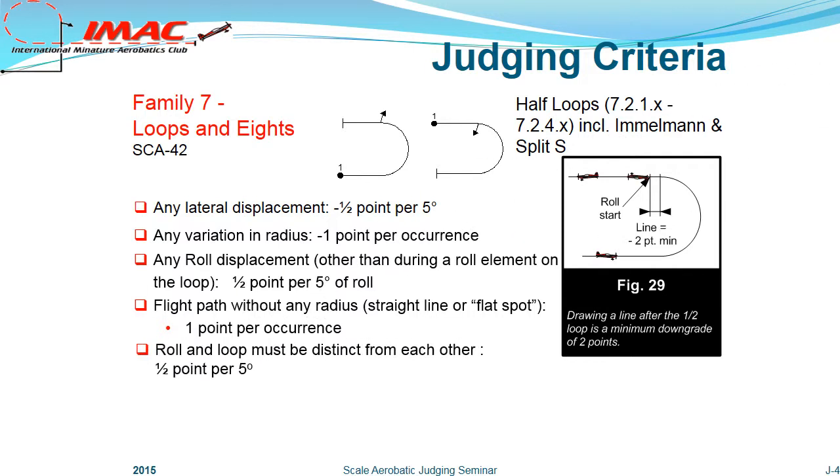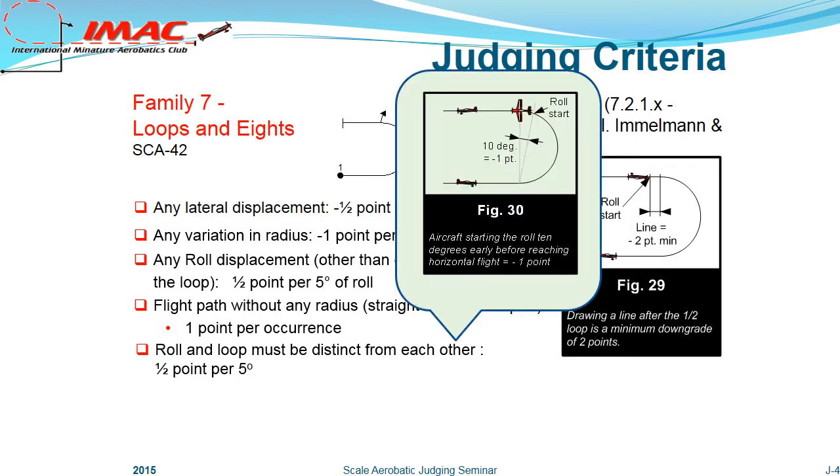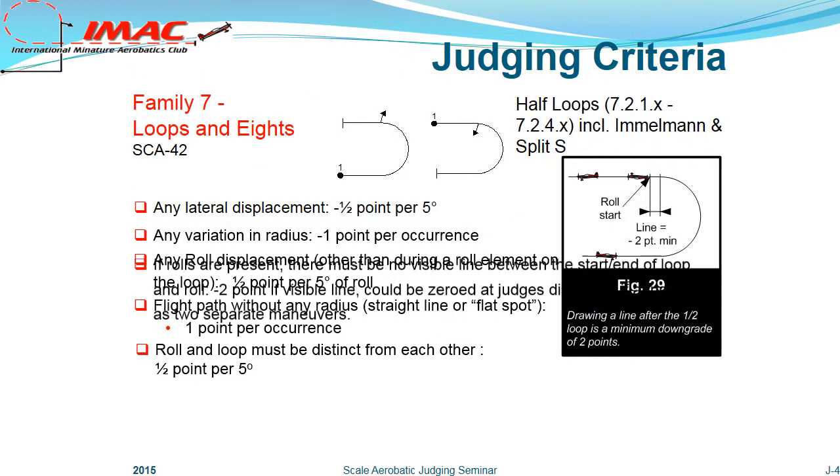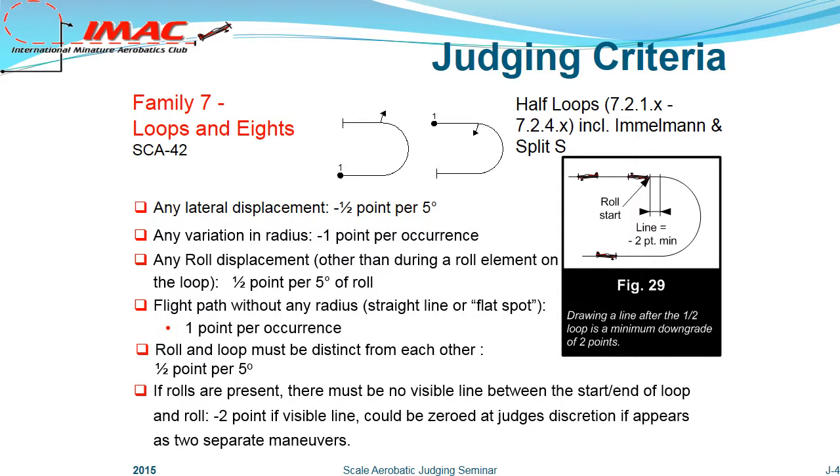When a roll is required, either before or after the loop portion, the roll and the loop must be distinct. The pilot may start an exit roll before the loop is completed, as in Figure 30, or in the case of an entry rolling element, start the loop before the roll is finished. In either case, judges should deduct 1/2 point per 5 degrees for the overlapping roll and loop. If there are lines drawn between looping and rolling elements, either on the entry or exit as shown in Figure 29, deduct a minimum of 2 points.